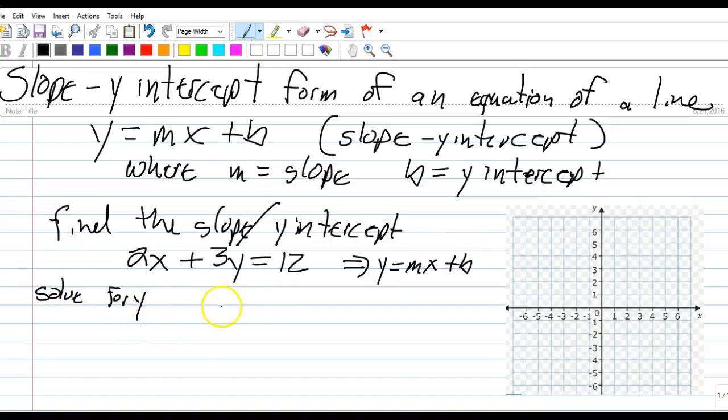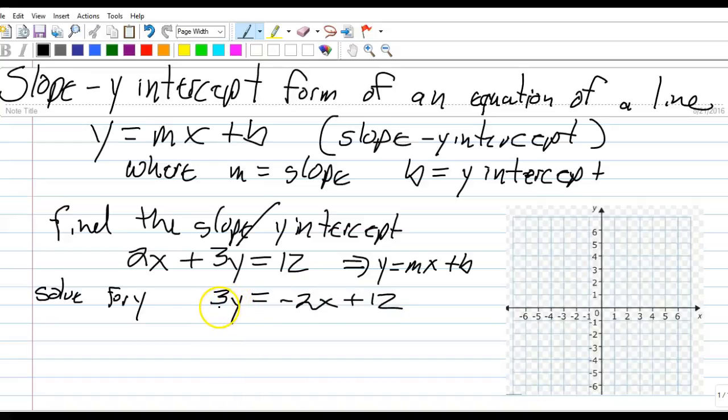So I need to isolate y on one side of the equation and get everything else on the other side. In order to do that, I'm going to have to subtract 2x from both sides. So that's 3y is equal to minus 2x plus 12. Well, I'm not quite there.